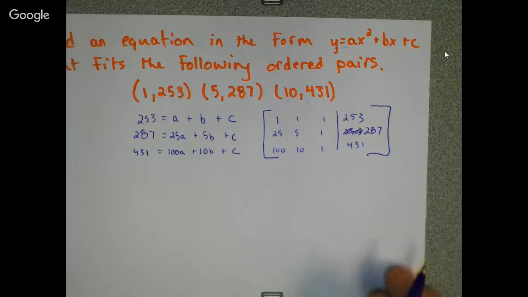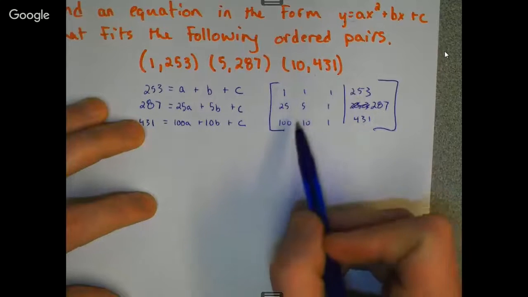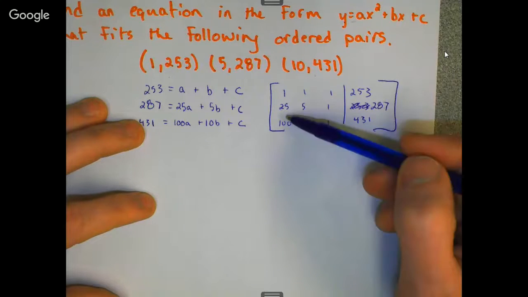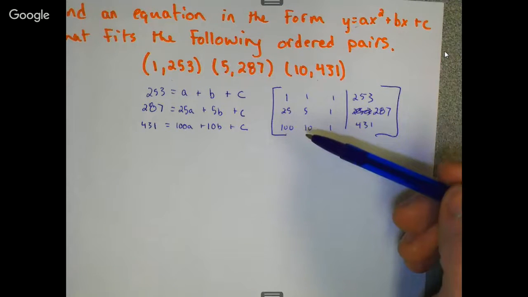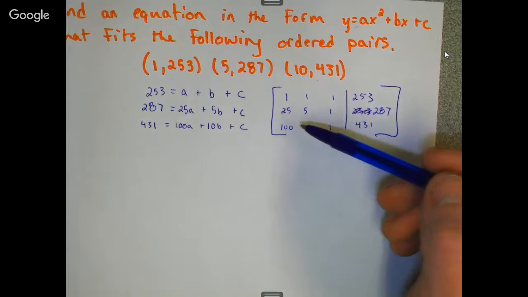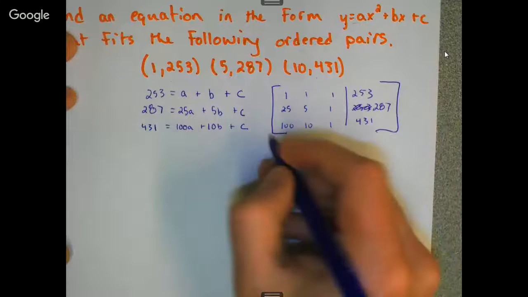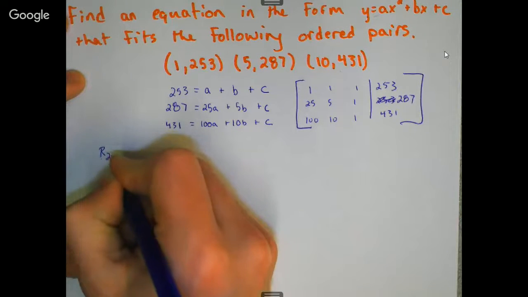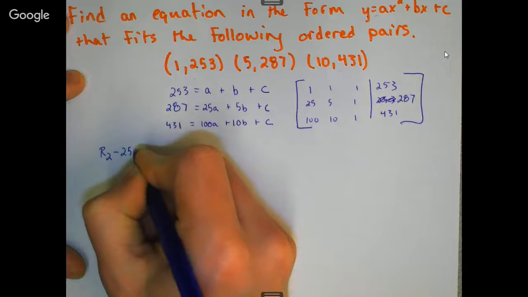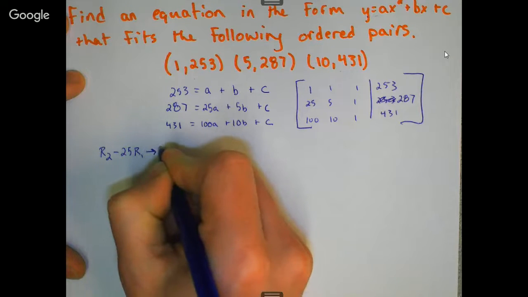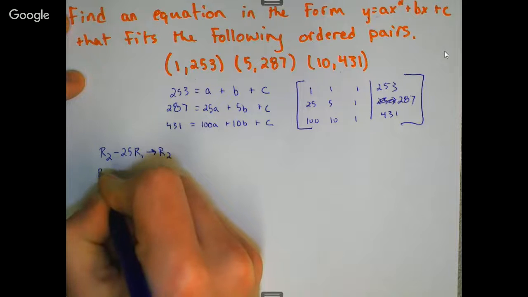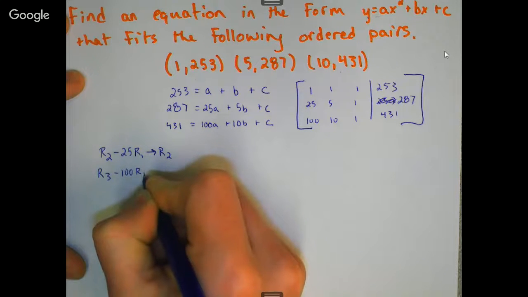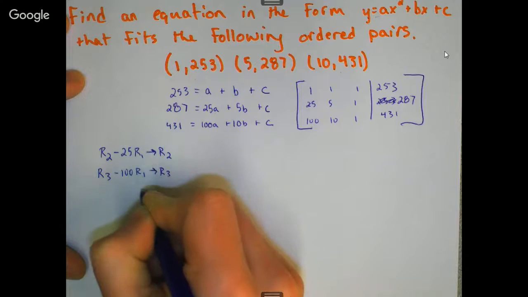So again, these need to be 0 here. Okay, so row 2 needs to change: minus 25 row 1, put it back into row 2. And row 3 needs to change: minus 100 row 1 back into row 3.